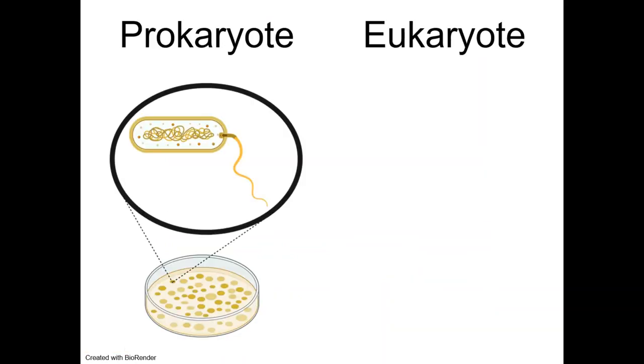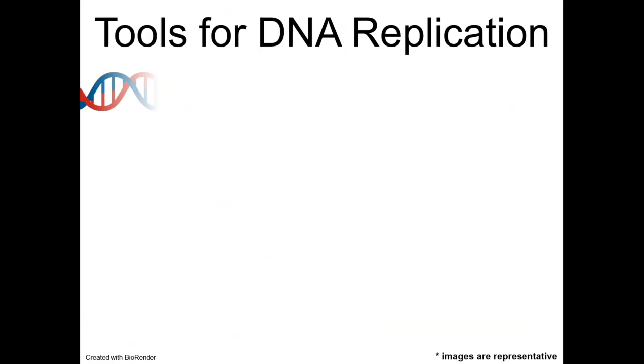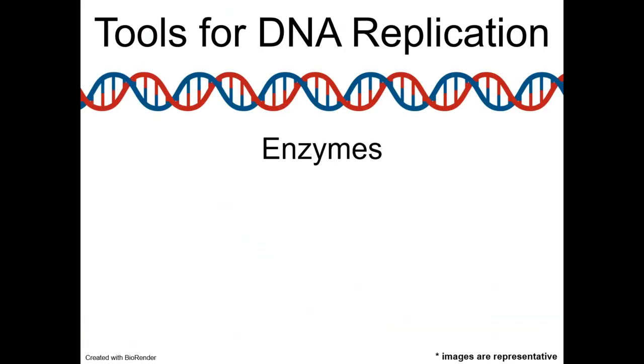Prokaryotes, like bacteria cells, don't have a nucleus, but still have DNA replication, so their progeny cells have the information they need to live. In a eukaryotic cell, like a plant cell, DNA replication occurs in the nucleus. The mechanism for DNA replication is the same for prokaryotes and eukaryotes, but how and where the process occurs is slightly different. The tools needed for DNA replication include DNA and an assortment of enzymes with specific tasks.